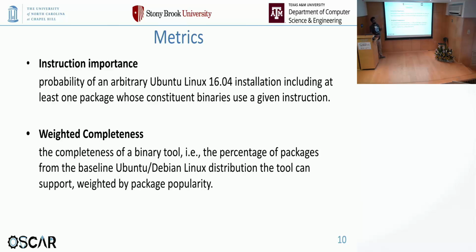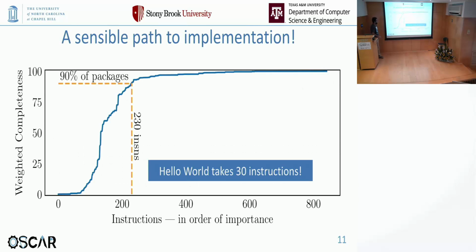One is instruction importance. It is the probability of a particular instruction occurring at least once in at least one package on a machine. And the other one is weighted completeness. That is, if you implement a tool that implements a section of the ISA, how many packages in the Ubuntu repositories, or how many packages that we considered in our data set, can you support?